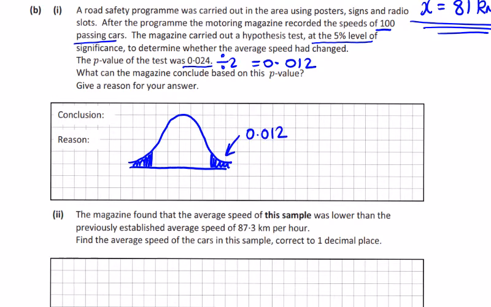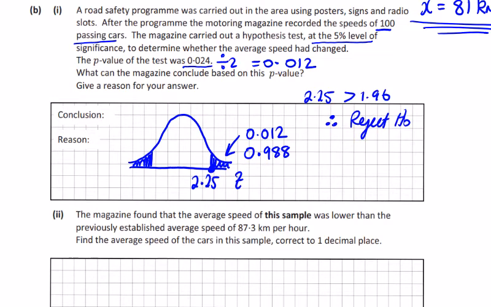0.012. What would I have to add to that to get to 1? 0.988. So if we go to the z-score table for 0.988, it's quite a high number. 9878, we get closest to is 2.25. Z-score 2.25 is my z-score. So 2.25 is greater than 1.96. Therefore, reject the hypothesis that the average was, and we didn't write it out.